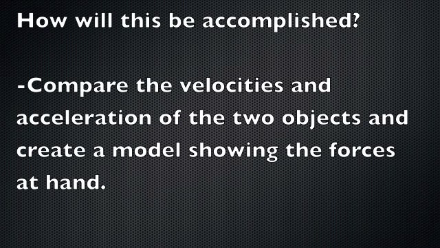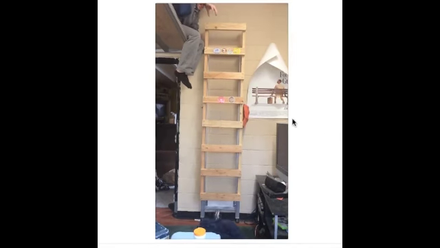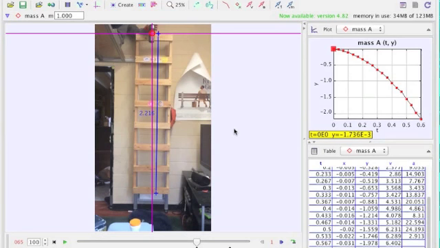In order to do this, we will compare the velocities and acceleration of the two objects and create a model showing the forces at hand. Here are the videos we will use to analyze. The first one shows a normal coffee mug, which weighs about half a kilogram, and the second one shows a coffee mug filled with coins, which weighs about 1.3 kilograms.